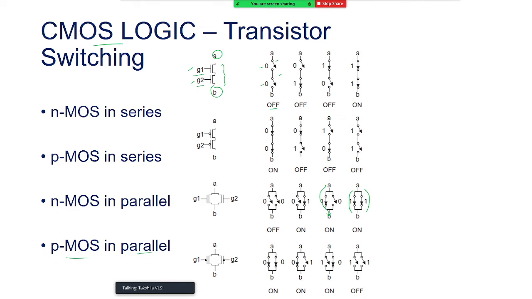Similarly, PMOS in parallel, we saw that A wants to connect to B, depending on what is available at the gate control. So when both G1 and G2 are at logic 0, A is connected to B. A is connected to B again when G1 is at logic 0 because this transistor is on, and so on. So you should be able to construct any kind of logic and analyze the behavior through the switching diagram.